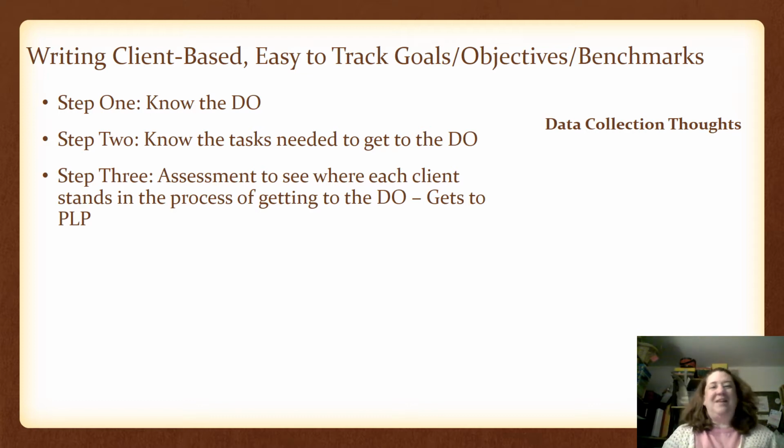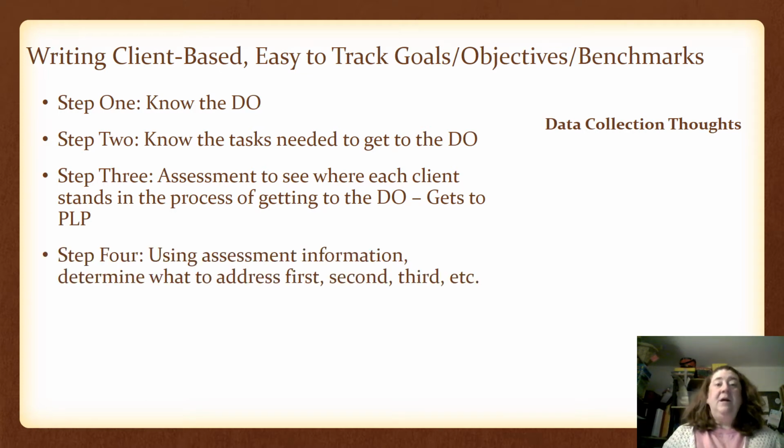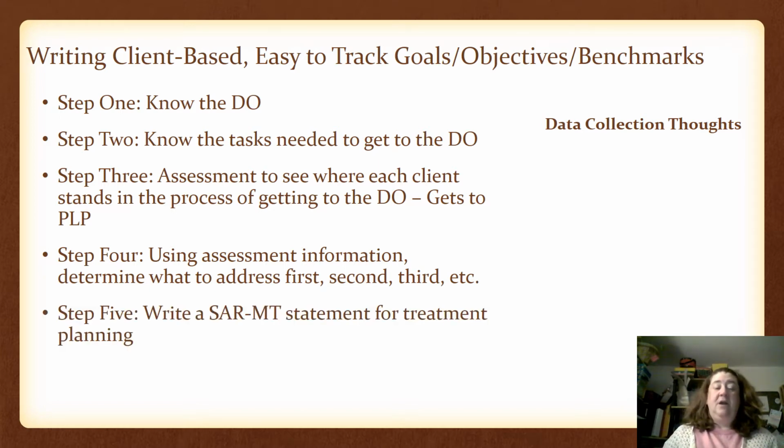Step 3, you're going to assess to see where each client stands in the process of getting to the DO, which gets us to our present level of performance. Step 4, using the assessment information, you're going to determine what you're going to address first, second, third, etc. And that's going to help you guide your objective writing section. Step 5, you're going to write an SAR-MT statement for treatment planning. Remember, that's our SMART goal that's all mixed up, and I said it probably should be SRA-MT, statement for treatment planning, but that's going to help you figure out how you're going to be treating this client. And step 6, you're always going to evaluate.